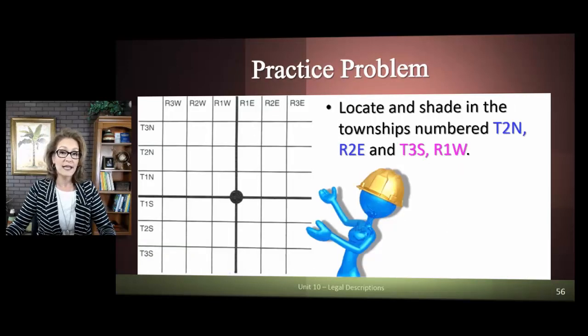Locate and shade in township numbered T2N R2E. There it is. And T3S R1W.